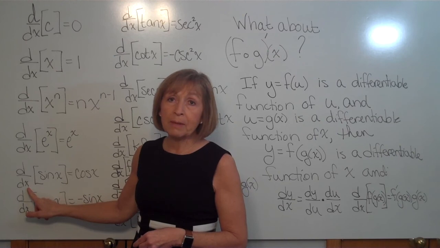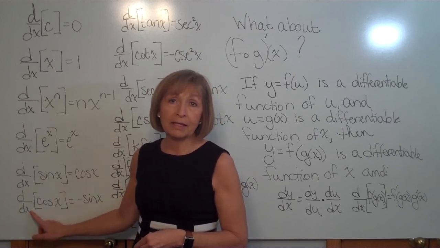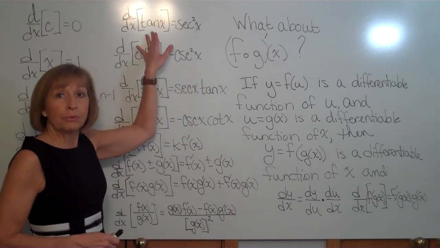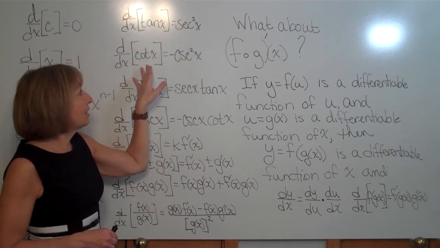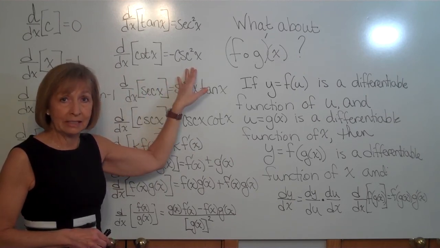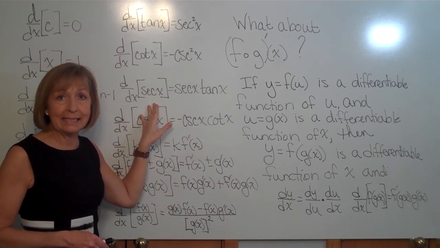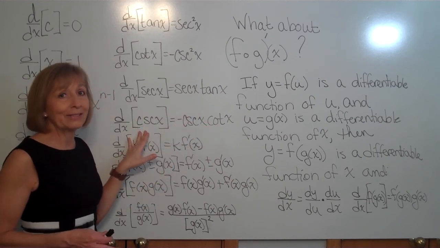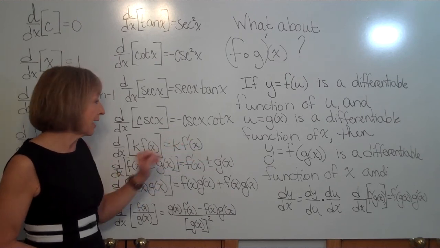The derivative with respect to x of sine x is cosine x. The derivative of cosine x is negative sine x. The derivative with respect to x of tangent x is secant squared x. The derivative with respect to x of cotangent x is negative cosecant squared x. The derivative with respect to x of secant x is secant x tangent x. The derivative with respect to x of cosecant x is negative cosecant x cotangent x.